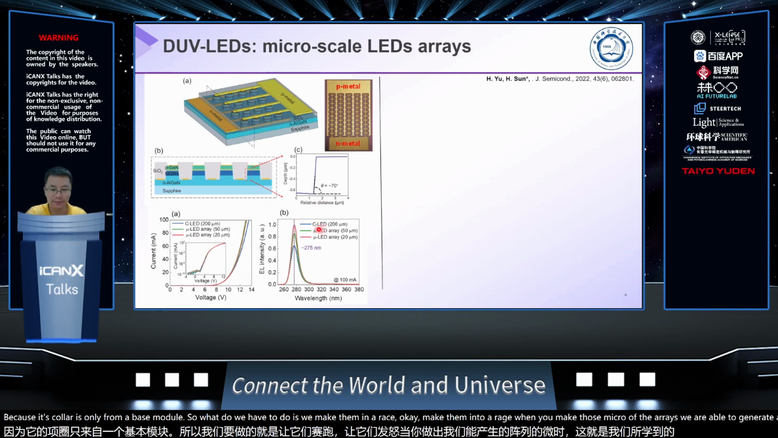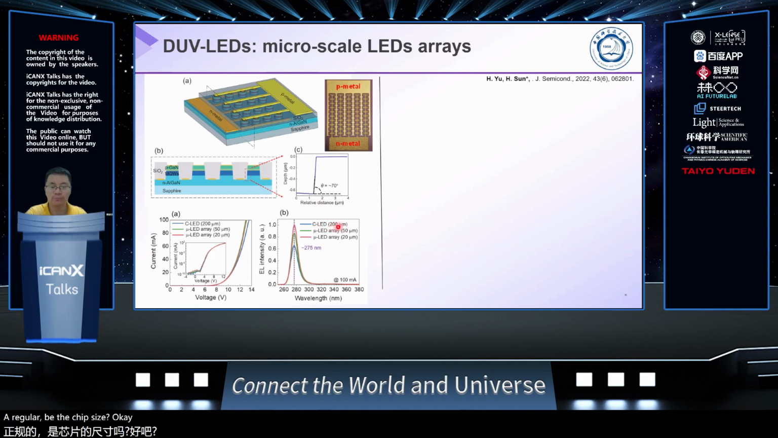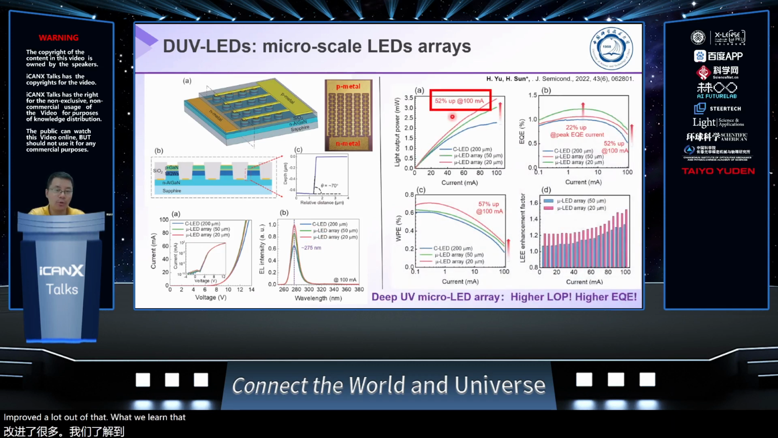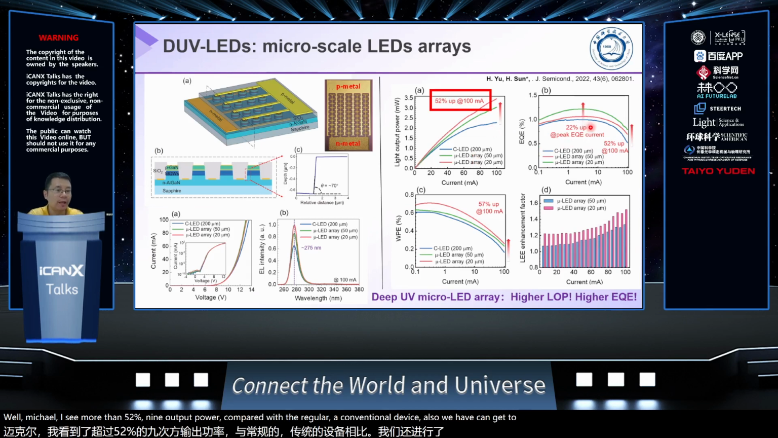That's what we learned. Here is a regular big chip, 200 micron in size. Once we make it into a smaller chip size in an array with the same light-emitting area, we found that the smaller the chip size, the more the micro LED arrays improve light output power. Compared with the regular LEDs at 200 micron, our micro LED arrays have more than 52% higher light output power than the conventional device. We also have 22% higher peak external quantum efficiency compared with the regular big chip.